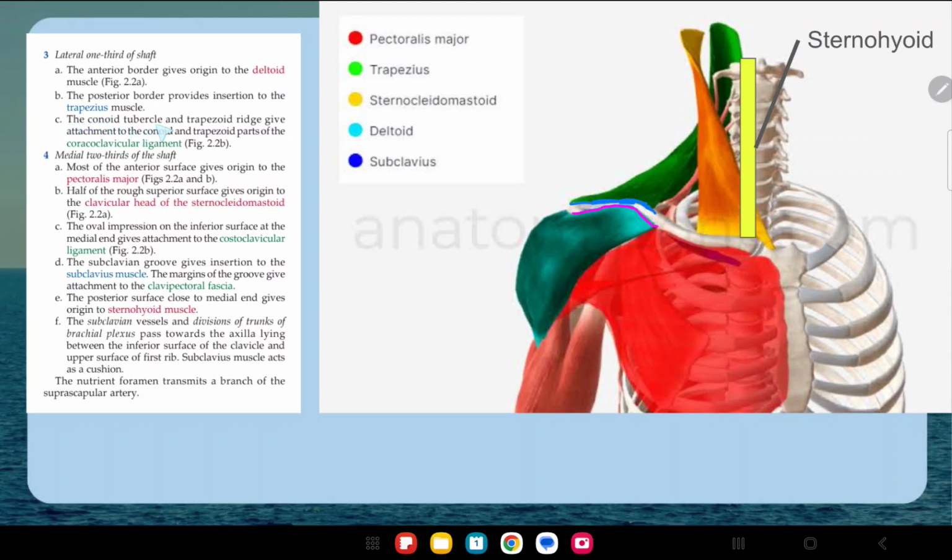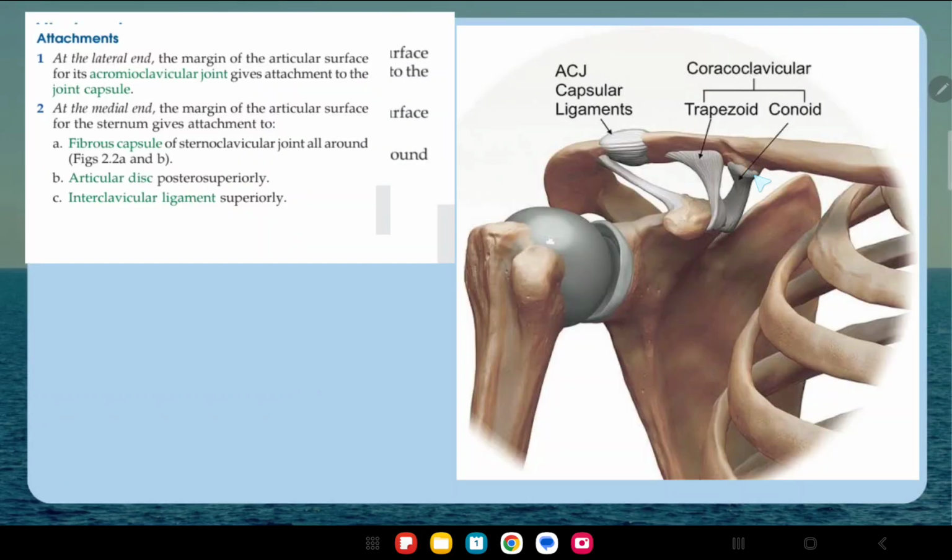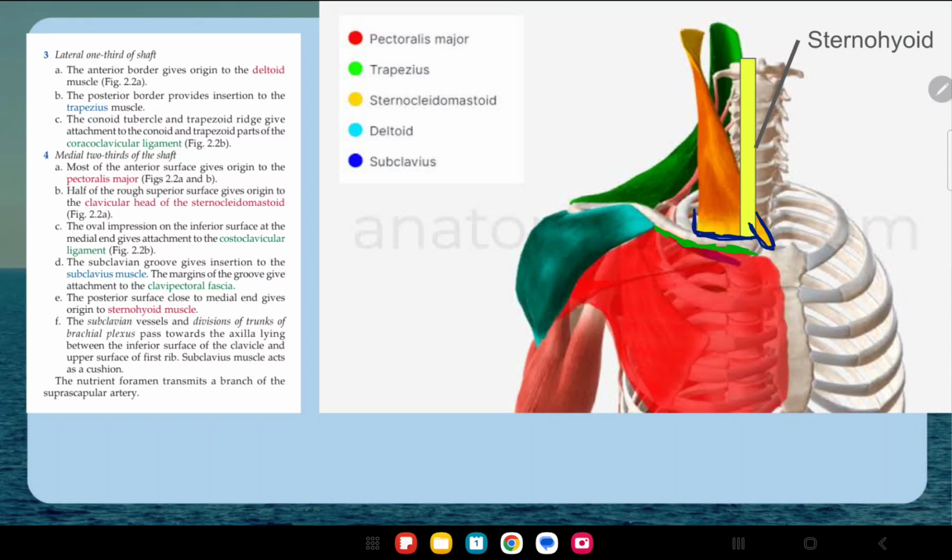Third, the conoid tubercle and the trapezoid ridge give attachment to the conoid and trapezoid parts of the coracoclavicular ligament. This I have explained previously as well, and I'm repeating it again. The conoid tubercle and the trapezoid line, both of them are attaching to the coracoid process of the scapula, and these ligaments together are called the coracoclavicular ligament. Now moving towards the medial two-third of the shaft.